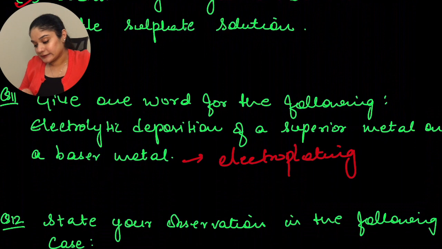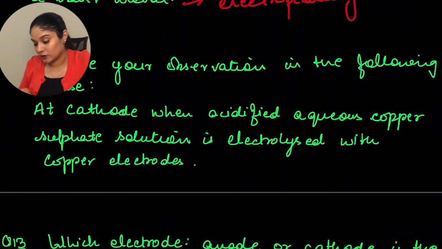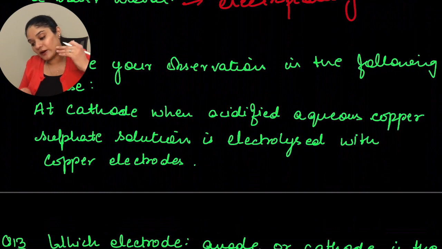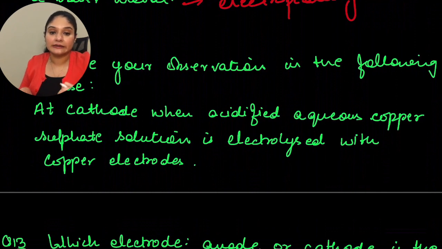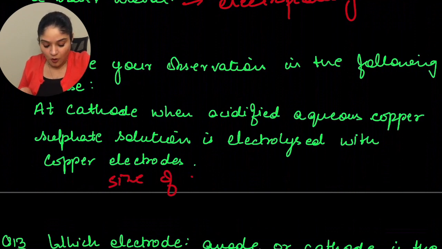The next is, state your observation in the following cases. At the cathode, when acidified aqueous copper sulfate solution is electrolyzed with copper electrodes. So this is the diagram question that we did. In that case, what happens at the cathode? The size of the cathode increases. That is your observation.